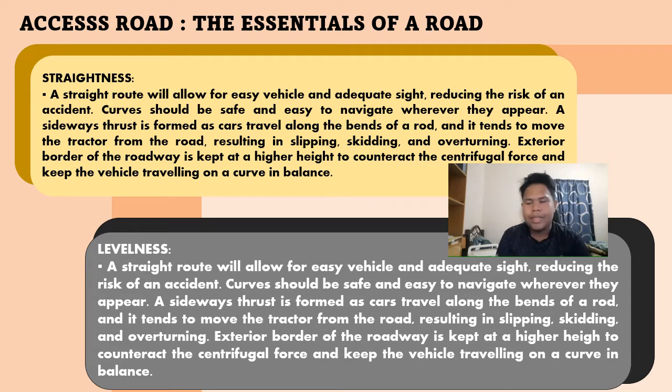The second one is levelness. Levelness is a straight road that will allow for easy vehicle movement and adequate sight, reducing the risk of an accident. Curves should be safe and easy to navigate wherever they appear. The sideway force is formed as cars travel along the bend of the road and it tends to move the tractor off the road, resulting in slipping, skidding, and overturning. The exterior border of the roadway is kept at a higher height to counteract the centrifugal force and keep the vehicle traveling on a curve in balance.